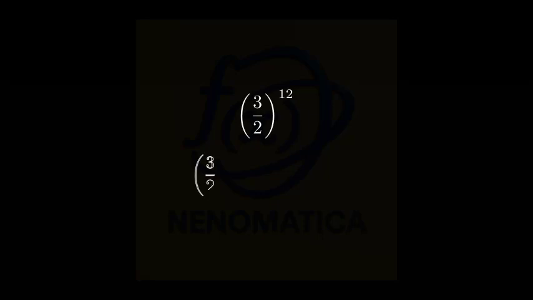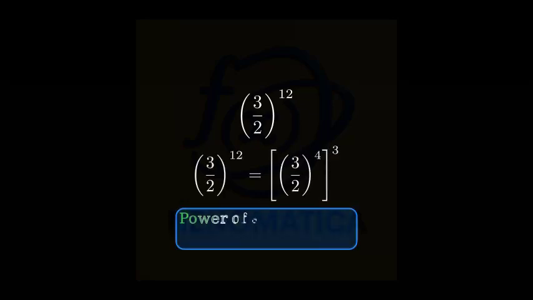We know that 3 halves to the 12th power can be written as 3 halves to the 4th power, all cubed. This is using the power of a power rule, where we write a as a to the power of m^n. Why the 4th power? Because 4 times 3 equals 12, so we're breaking down our exponent into smaller parts that will be easier to work with. Now, let's calculate what 3 halves to the 4th power equals.